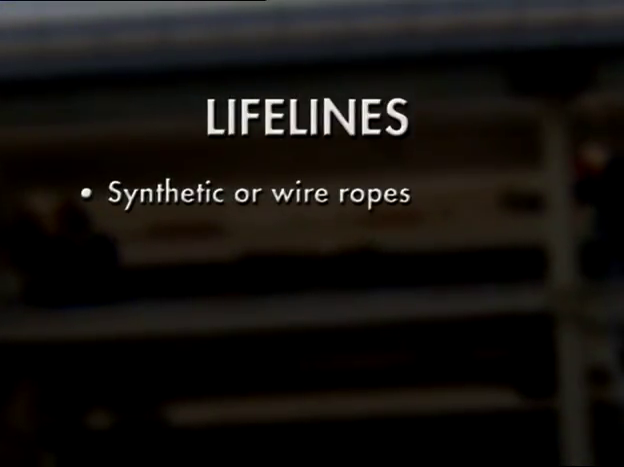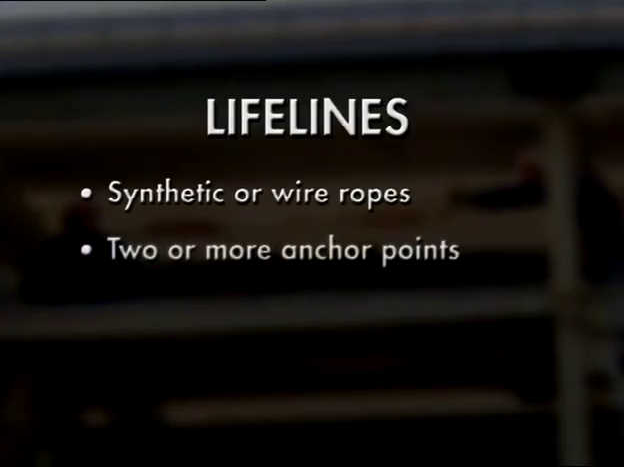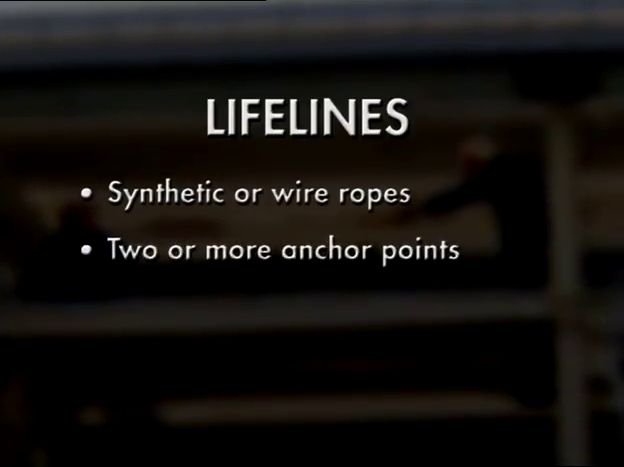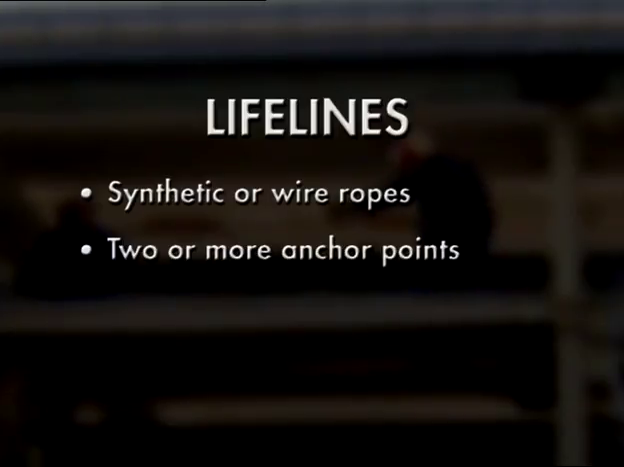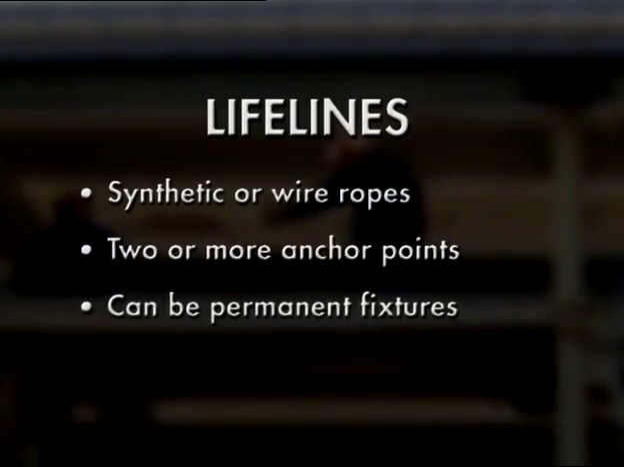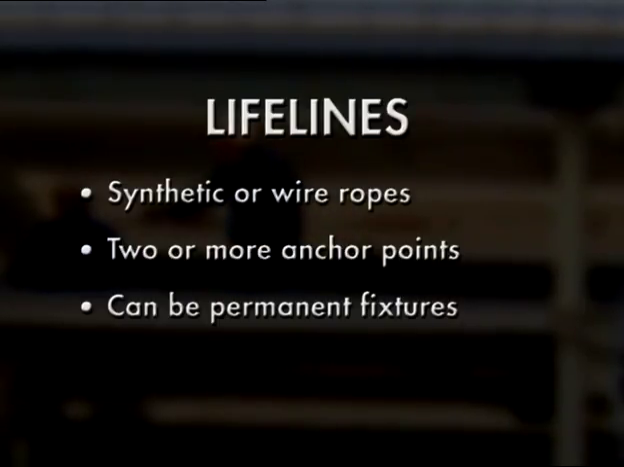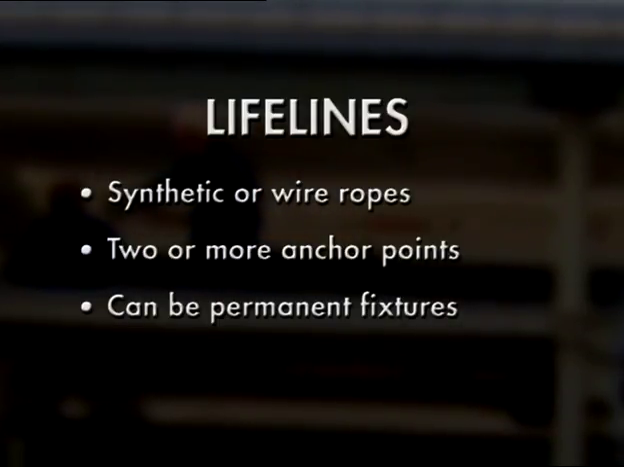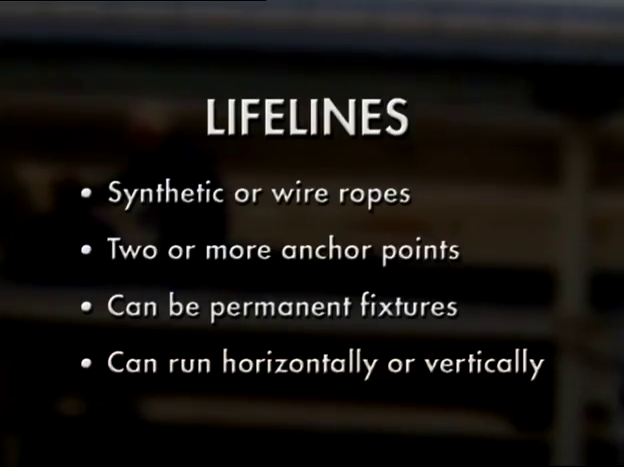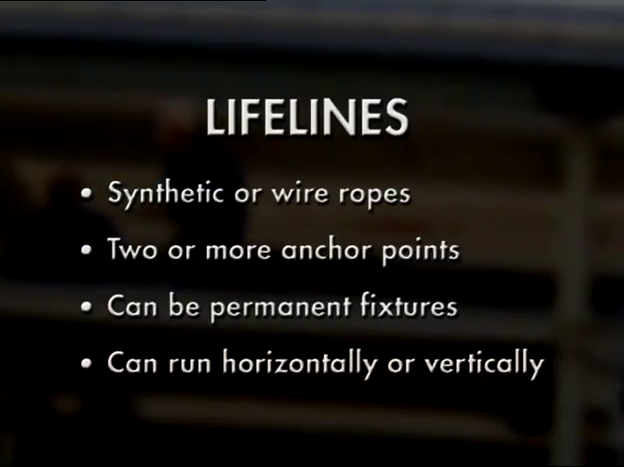Lifelines are synthetic or wire ropes rigged between two or more anchor points to which a fall arrestor or lanyard is attached. Lifelines can also be permanent fixtures, and these are usually made of steel or aluminium rails or wire ropes. Lifelines can also run either horizontally or vertically.